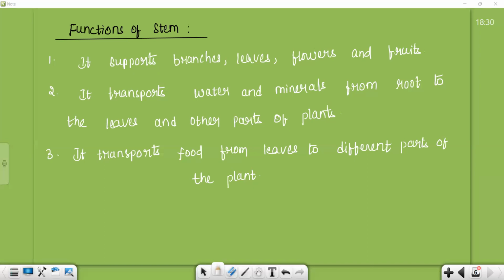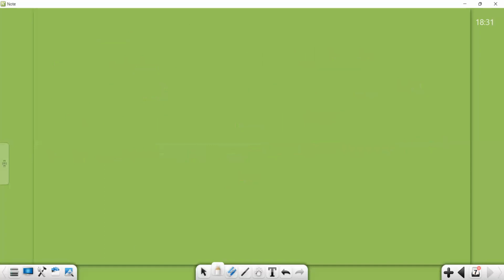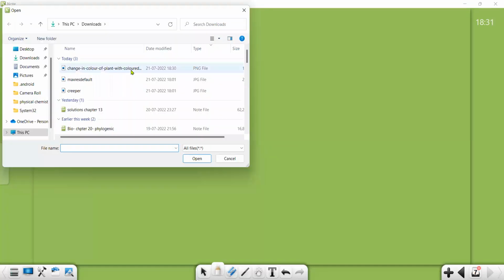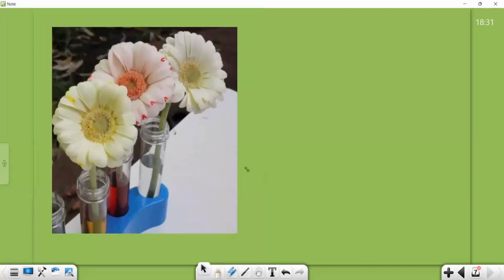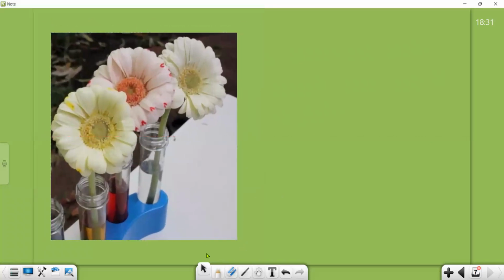Done, students? Yes, ma'am. Okay. Now we will see an activity to prove that stem is performing the transfer of water. So we will see an activity. Ma'am, is trunk another name of stem? Stem is not trunk. In case of trees, the hard woody part is called trunk.